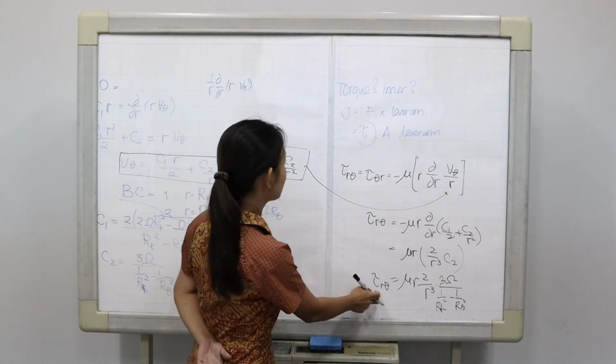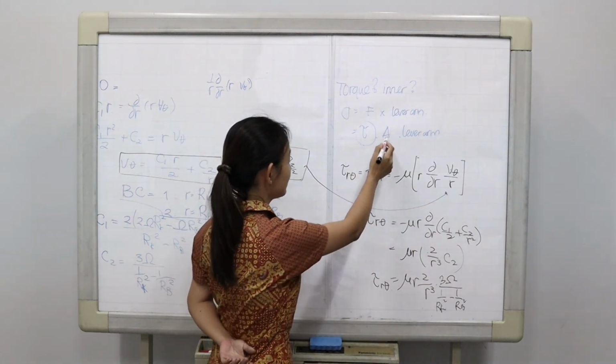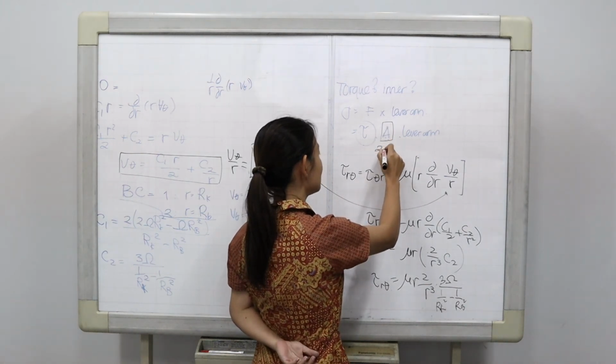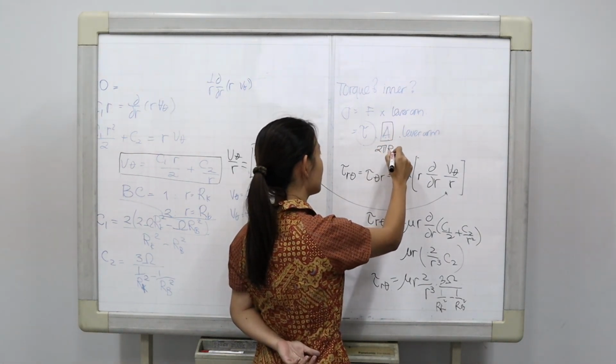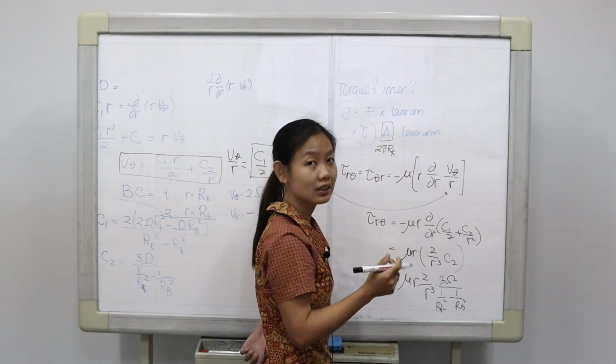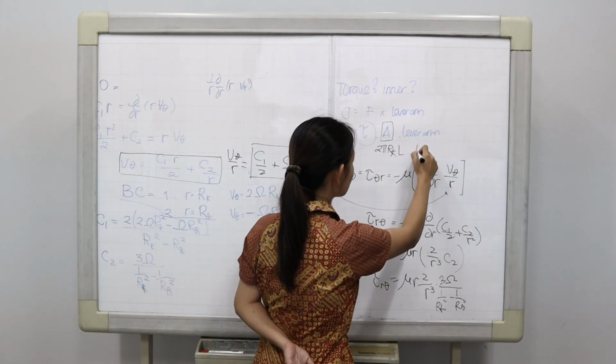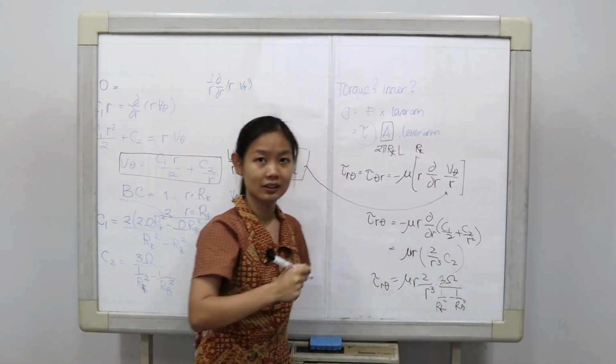Okay, put tau r theta here. The surface area, what is the surface area? 2 pi rk, the small inner cylinder, times L, and the lever arm is rk.